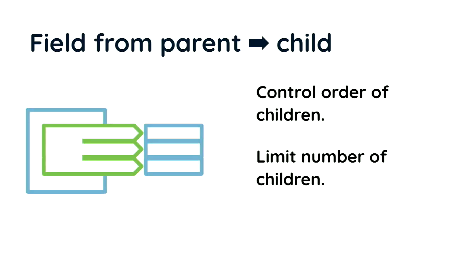So when you've got a field going from the parent to the child, the value is that the editors can easily, out of the box, control the order of the children. That's one big one, because they edit the landing page and they've got all the children there and they can drag and drop those around. You can also limit the number of children really easily, right? So you can say there's only ever three children, maximum of three.